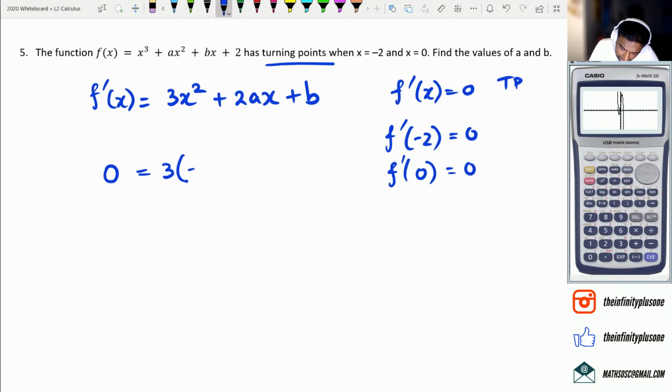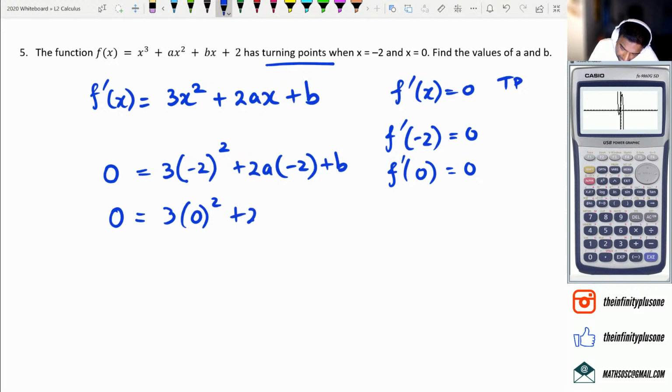Our first equation is going to be 3 times -2 squared plus 2 times a times -2 plus b. And our second equation is 3 times 0 squared plus 2a times 0 plus b. I think I gave you guys some really easy numbers to work with in this question. I just realized it shouldn't have been 0, but that's all right.